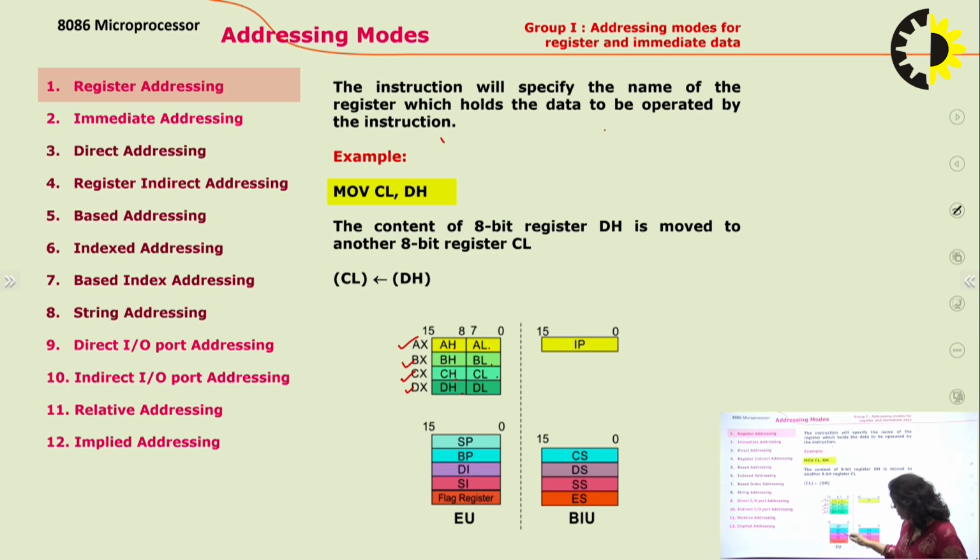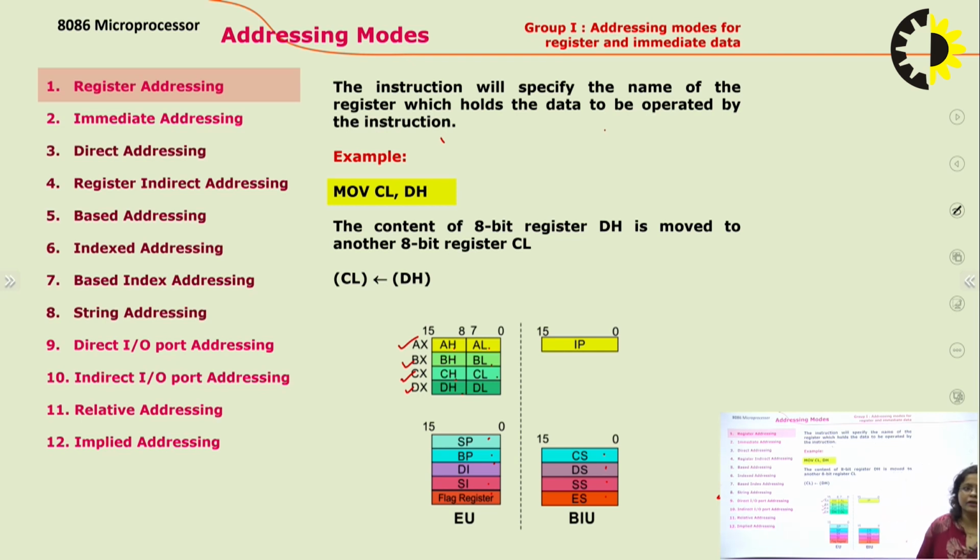There are some registers to point out the address: stack pointer, base pointer, source index, destination index. One is the flag register, and then there are 4 segment registers, that is code segment, data segment, stack segment and extra segment. And for the code segment there is a pointer register called the instruction pointer.